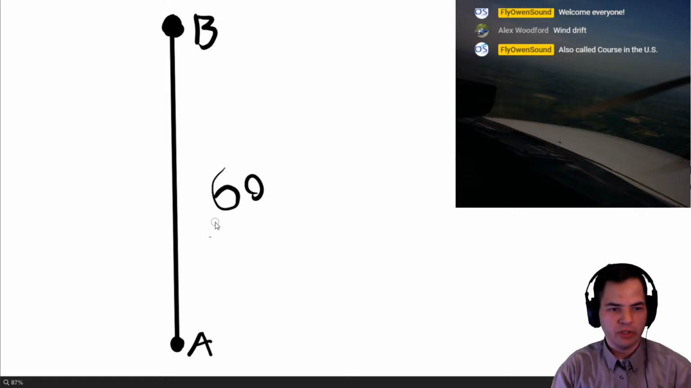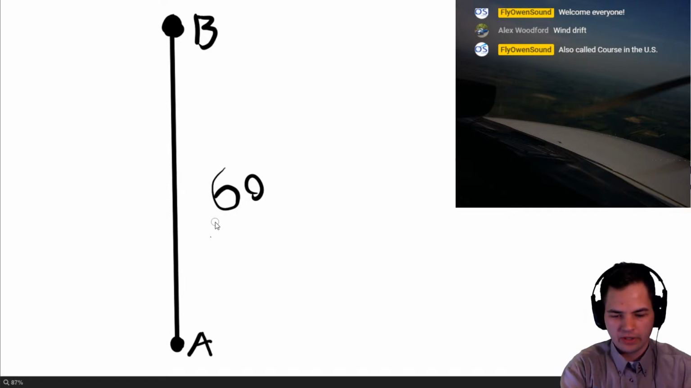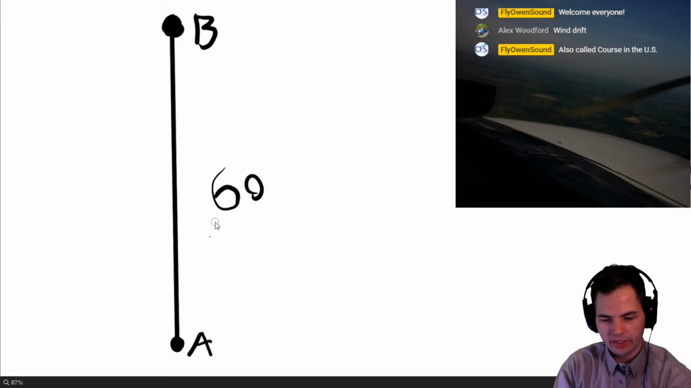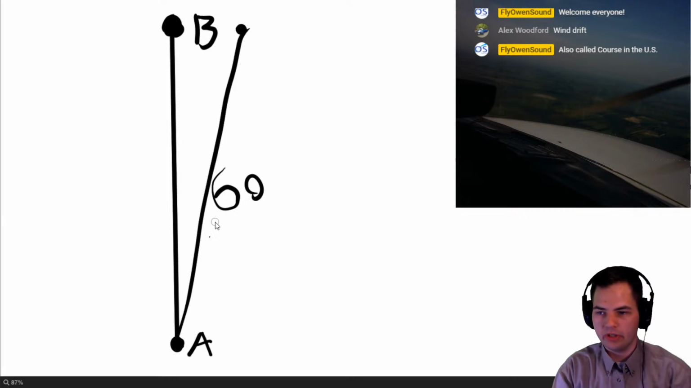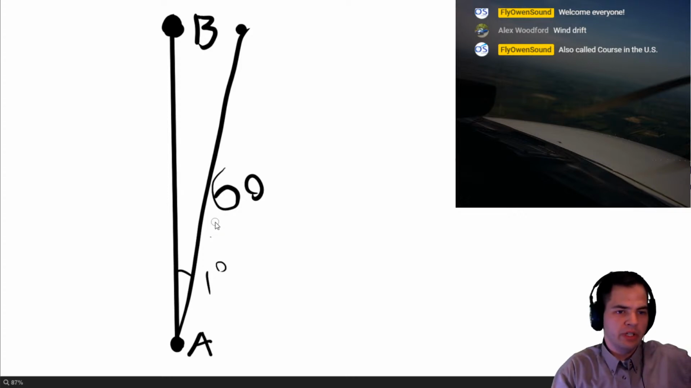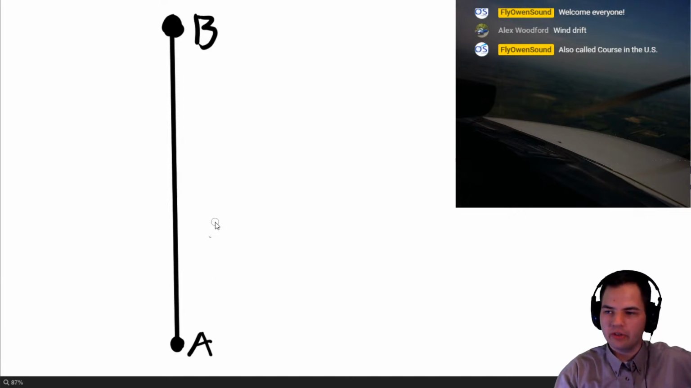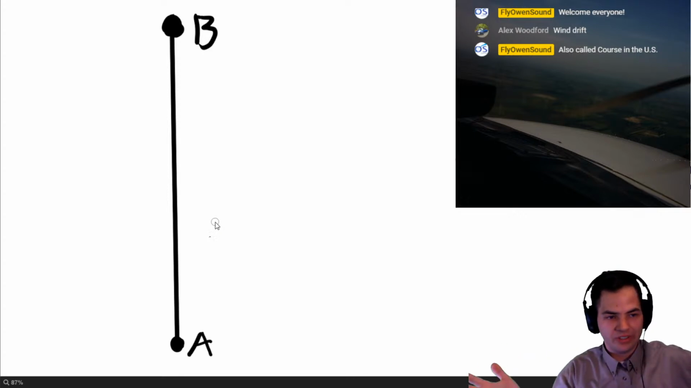Okay, point A to point B is 60 miles. When I get to point B, if I'm 1 nautical mile off track, then that opening angle is going to be 1 degree. So that's the 1 in 60 rule. Now, it's not always 60 miles and 1 mile and 1 degree. The tricky part is how do you figure it out when the numbers aren't 1 and 60.